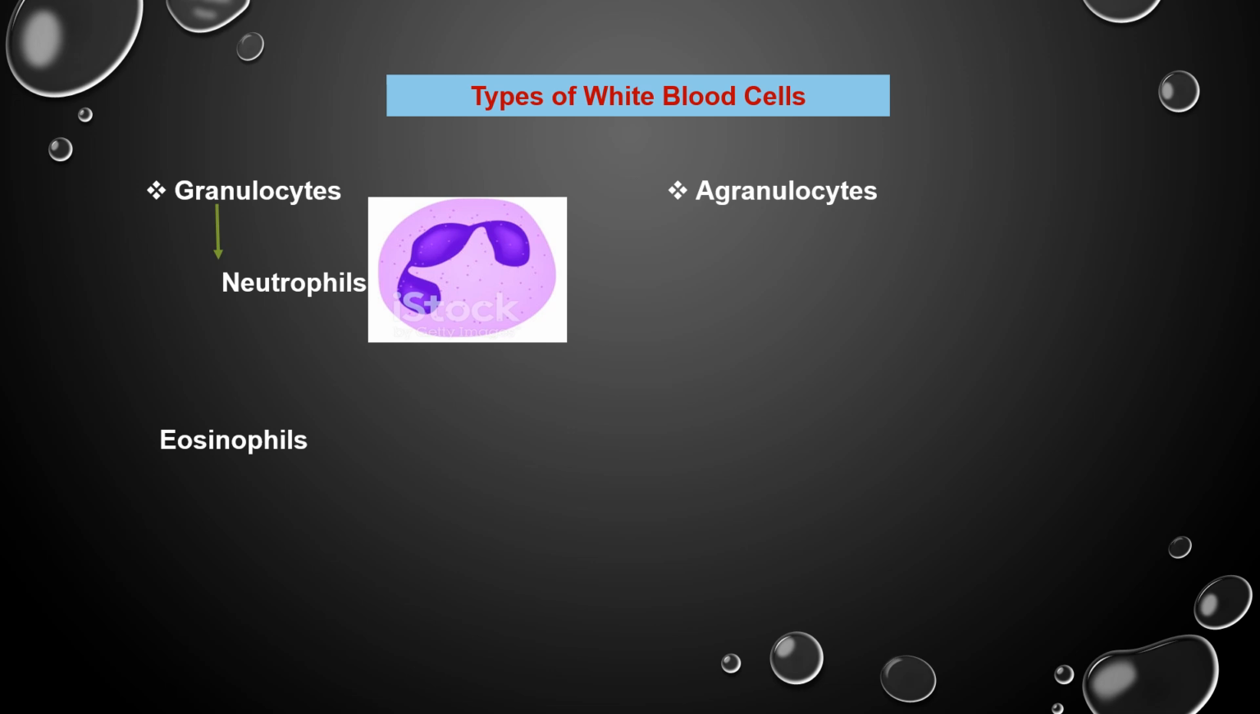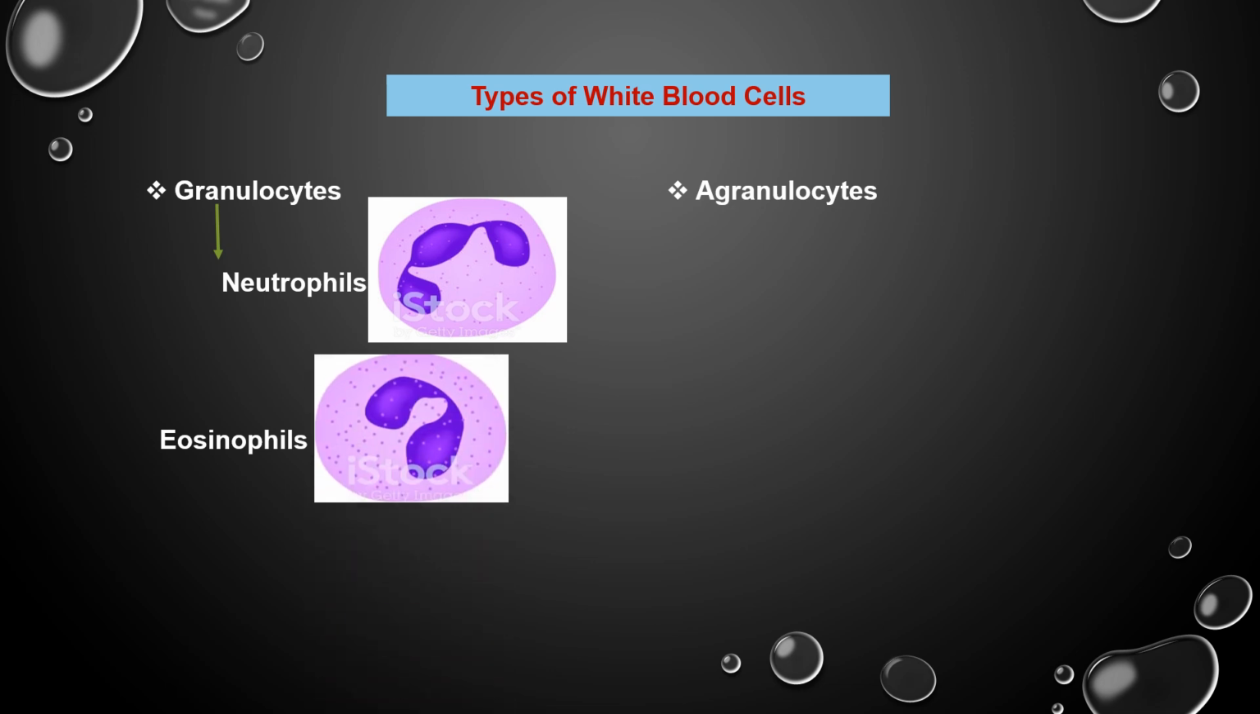Next one, eosinophil. Eosinophil has a bilobed nucleus. It constitutes 2 to 3% of total leukocytes. Their number increases during the conditions of allergy and parasitic infection. It brings about detoxification of toxins. This number will increase during the conditions of allergy or parasitic infection.